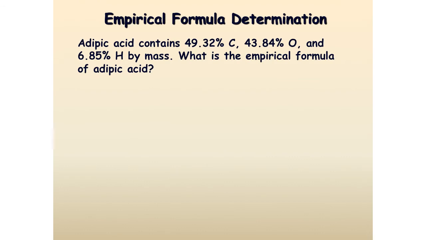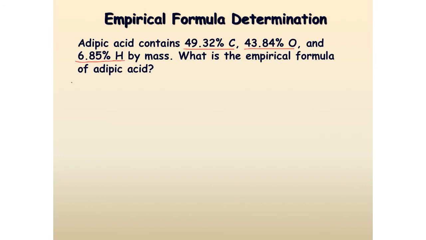All right, so adipic acid contains 49.32% carbon, 43.84% oxygen, and 6.85% hydrogen by mass. What is the empirical formula of adipic acid? So again, your empirical formula is based on moles. So we got to get some grams and then turn that into moles and then find a nice whole number ratio. Easiest way to do that is to assume that we have 100 grams of our sample.